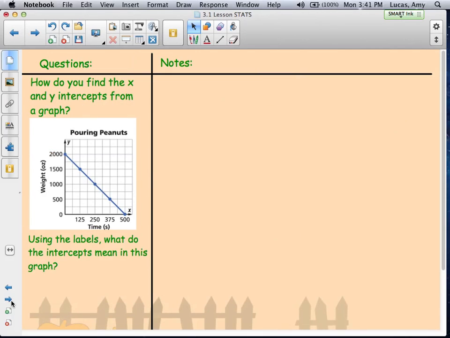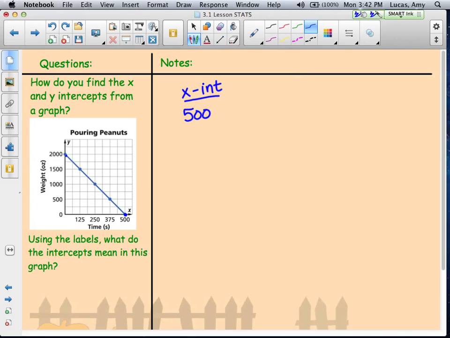Now, intercepts. We said it's where your graph crosses the X and Y axis. So look at the graph. How do you find the intercepts from a graph? See that line that's in blue? What are my intercepts? Well, here's my x-axis. So this point right here, 500. 500 is my x-intercept.